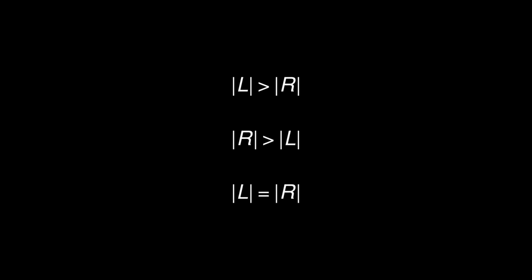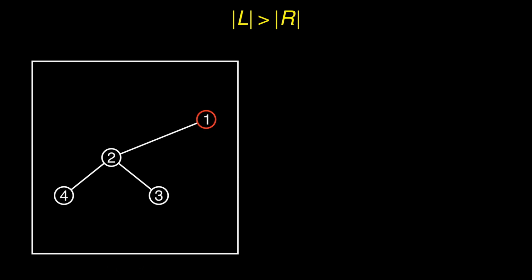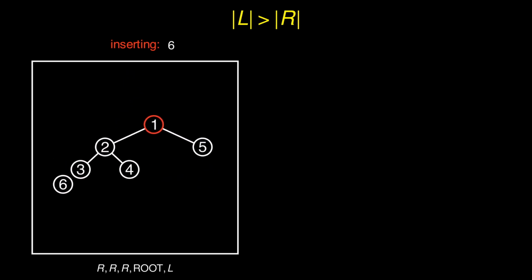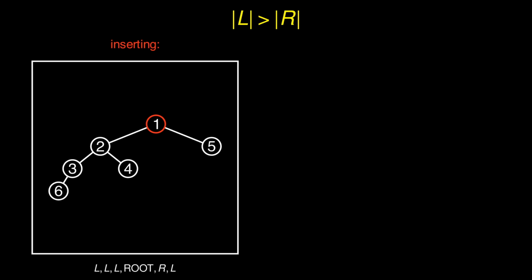This gives us 3 cases. 1, the left subtree is larger than the right subtree. 2, the right subtree is larger than the left subtree. And 3, the left and right subtrees are the same size. When the size of the left subtree is larger than the size of the right, we know that we inserted an even number of nodes after we inserted the root. This is because the largest subtree must start as the left subtree, and for the left subtree to remain the largest, we must swap an even number of times.